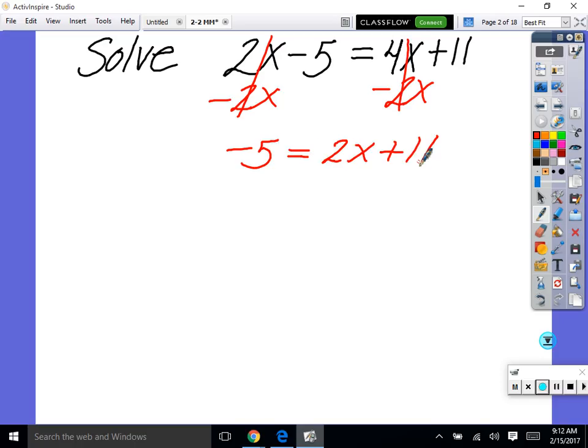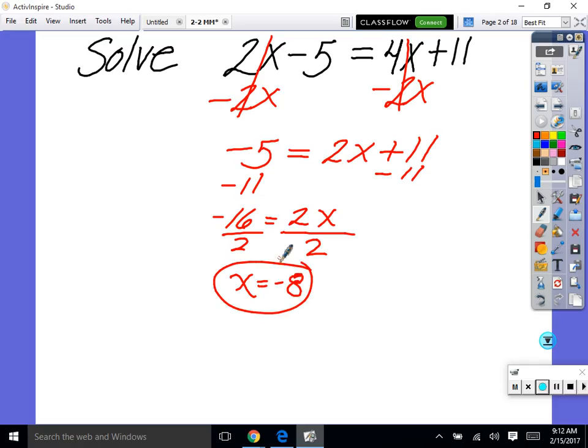Next step, remember your goal: you're trying to get x alone. Subtract 11 from both sides. -5 minus 11 is -16 equals 2x. Now your last step to get x alone is divide both sides by 2. So x equals -8. Most of you got it right. Way to go. If you can do that, you can do today's assignment.